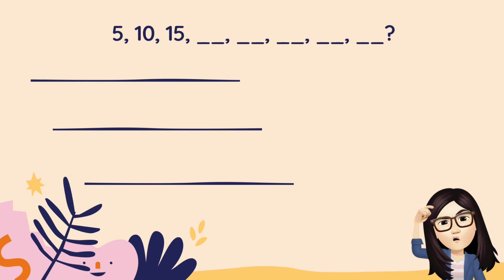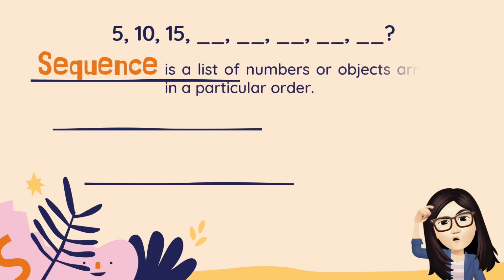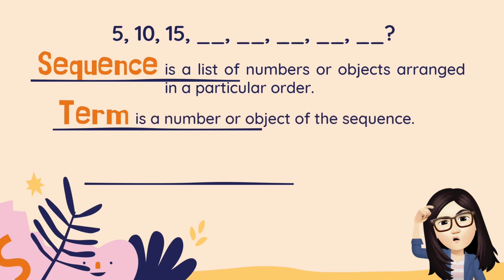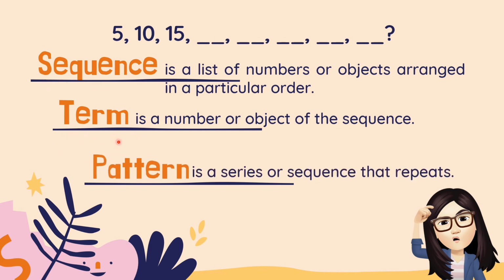What do we call this? This is a sequence. Sequence is a list of numbers or objects arranged in a particular order. Therefore, there is a certain order. Can you see the order? Each number is called a term. Again, term is a number or object of the sequence. 5, 10, 15 are all terms. How about pattern? What's the pattern? Pattern is a series or sequence that repeats. Can you see a pattern in our sequence? Let's find out as we go on with the lesson.